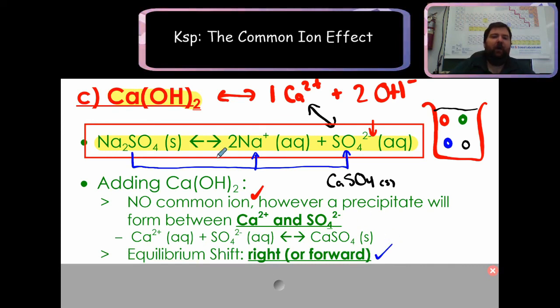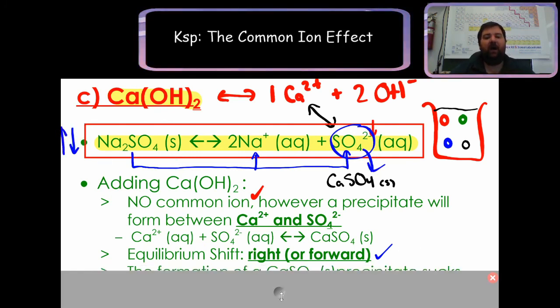Shift to the right. What happens then to my concentration of sodium sulfate? Well, it's going to go down because I'm using it to make more sulfate, because I lost the sulfate to make calcium sulfate. Well, if my concentration goes down, then my solubility goes up.